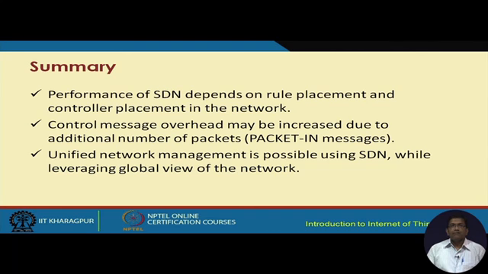We have also seen that the performance of SDN depends on two particular issues, the rule placement and the controller placement in the network. Control message overhead, as I was mentioning before, will increase due to the additional packets, the packet-in messages flowing from the switches to the controller. What is required is unified network management made possible using SDN while leveraging the global view of the network. So, we need an unified network management architecture or framework using SDN.